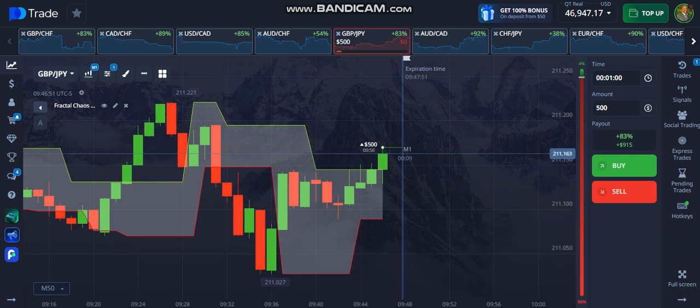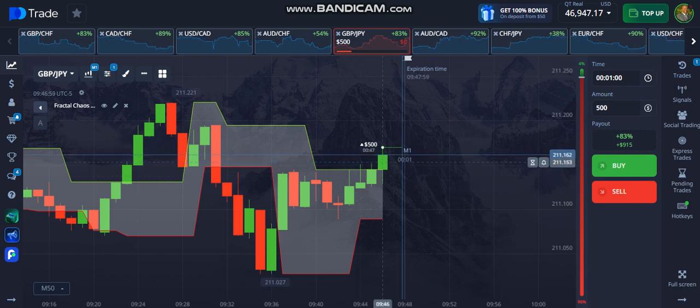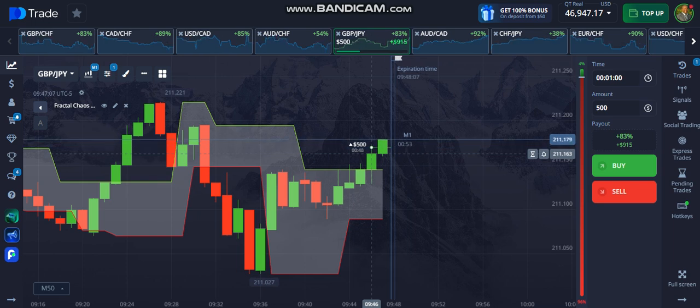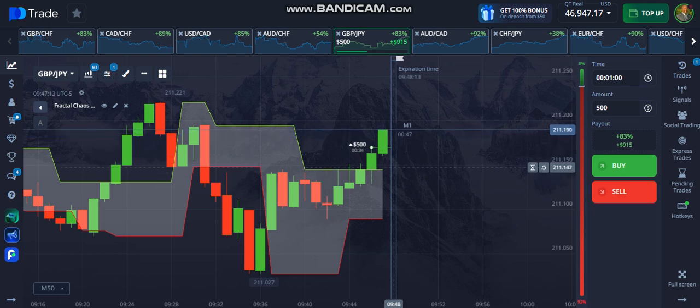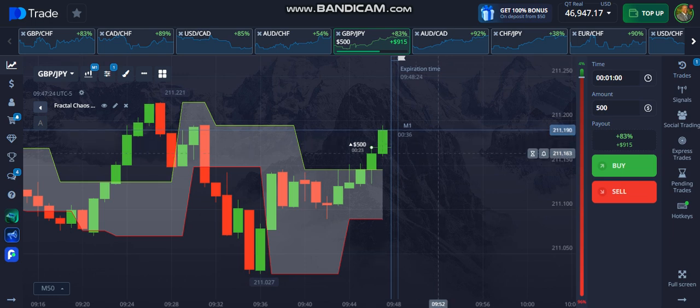Okay, so I'm on the Great British Pound, Japanese Yen currency pair, and I just took a buy trade because I'm anticipating this current candle is going to close outside the upper boundary, and it just did close. So the candle closed outside the boundary of the Fractal Chaos band line here, the upper boundary, and this suggests there's going to be a bullish breakout to the upside. So let's monitor this trade. It's currently pushing upwards. So let's monitor this trade and wait for the expiration.